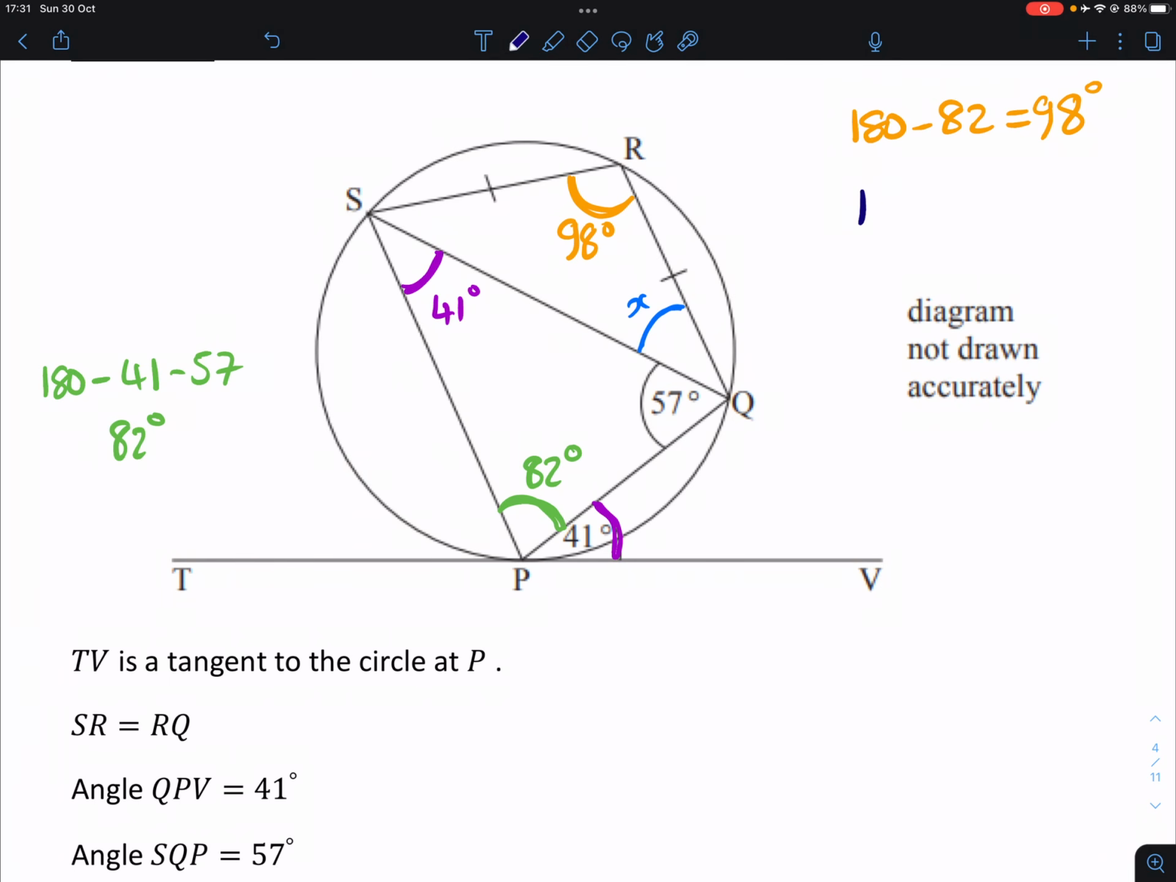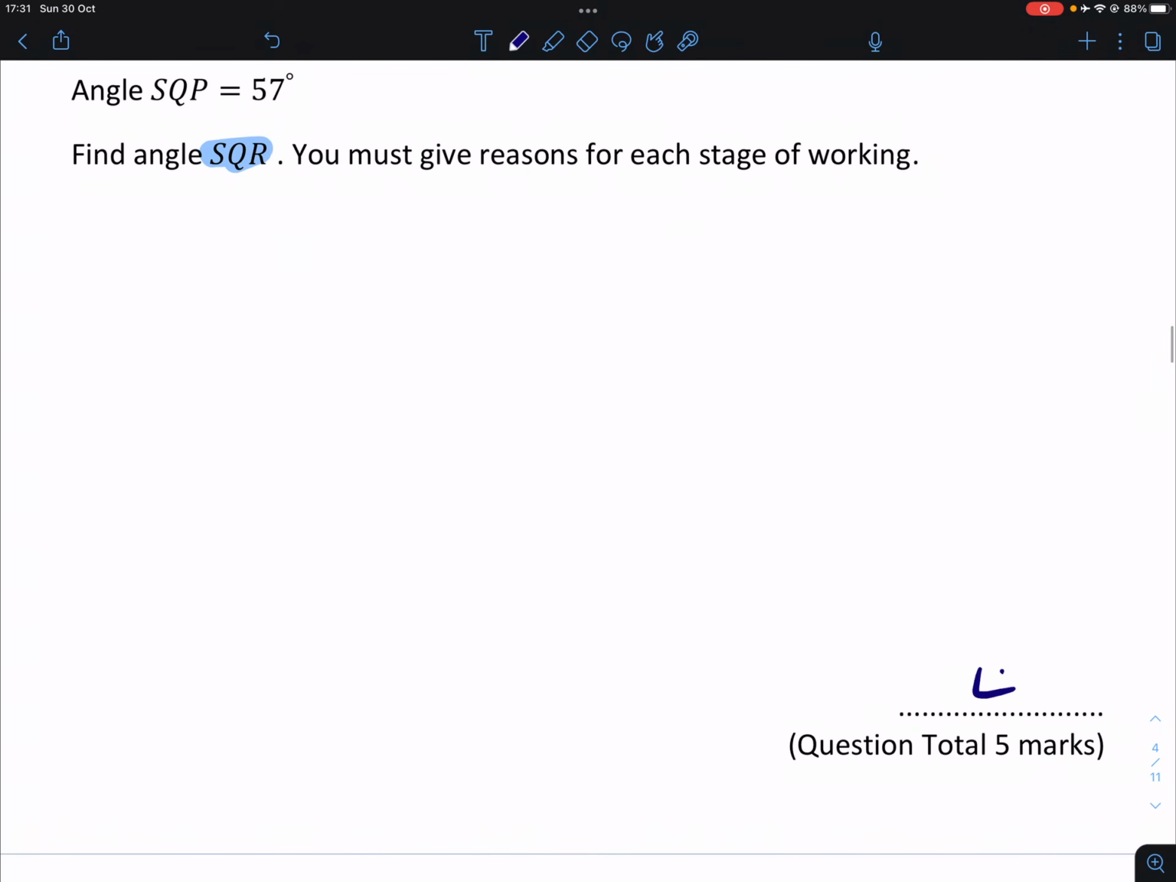So in any case, I take away 98 from 180, and I get 82, which is both of these angles combined. And then by using base angles in an isosceles triangle are equal, that's what allows me to say that half of this 82 will be the size of our x. So x is 41. Done.